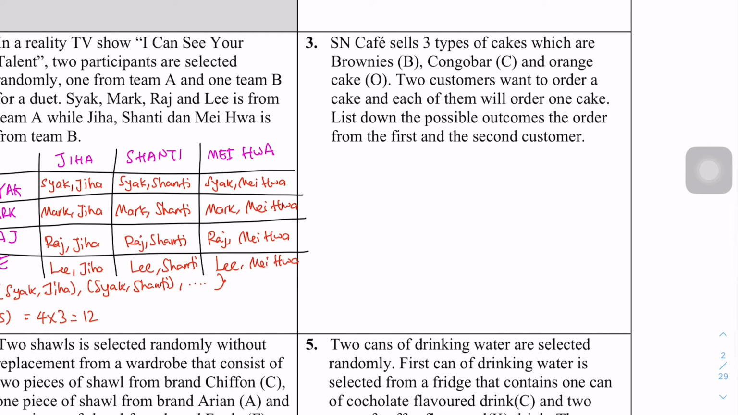Next, number 3. SNK Fresh sells 3 types of cakes, which are brownies, Congo bar, and orange cake. 2 customers want to order a cake, and each of them will order 1 cake. List down the possible outcomes of the orders from the first and second customer. The first customer can have B, C, O. The second customer also B, C, O.